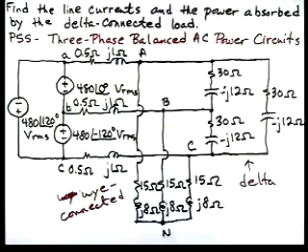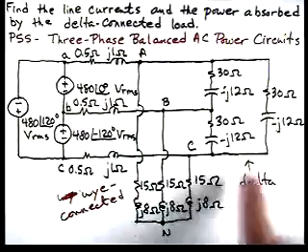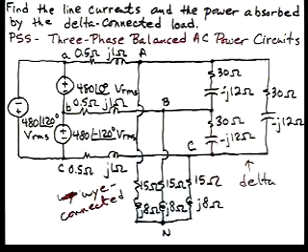If we note that this is a balanced circuit, in the delta, each leg of the delta has the same impedance. Same is true for this load, and the line impedance is the same in each phase. Since it's a balanced circuit, we can use our problem-solving strategy entitled three-phase balanced AC power circuits. The first step there is to convert everything over to a Y. So we'll have two Ys.